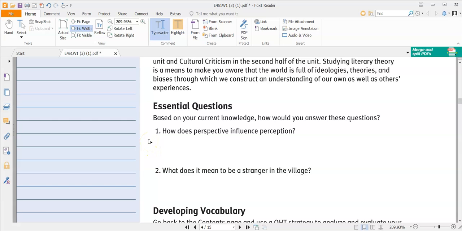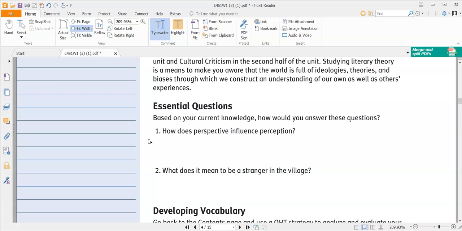Perspective is a way of saying point of view. So how does your point of view influence perception? Perception is a way of saying the way you see things. So how does your particular point of view affect the way you see things? Does your mom or dad have the same way of seeing things that you do? Do your teachers have the same way of seeing things that you do? And this isn't necessarily literally seeing things, although that can vary from person to person as well. It's also interpreting things, thinking about things. So how does your perspective as a person, your unique perspective, affect the way that you perceive things?